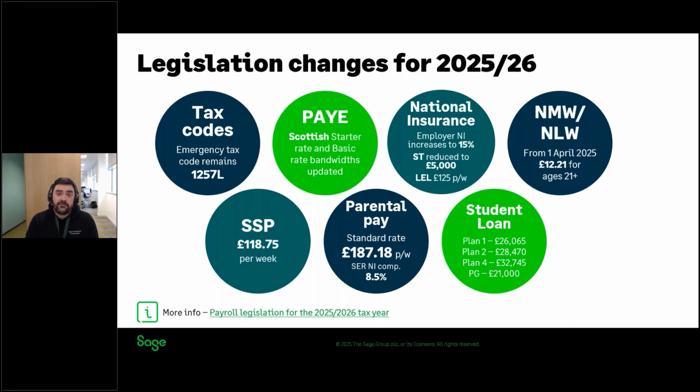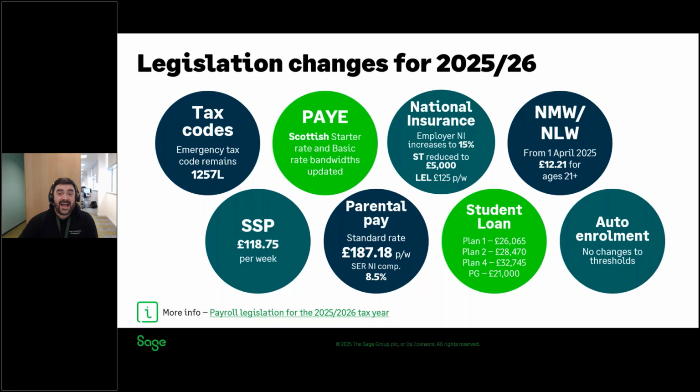Student loan thresholds have increased for plans 1, 2 and 4. The postgraduate loan threshold remains the same. And auto-enrolment thresholds and the earnings trigger remain the same for the new tax year, so no changes there.